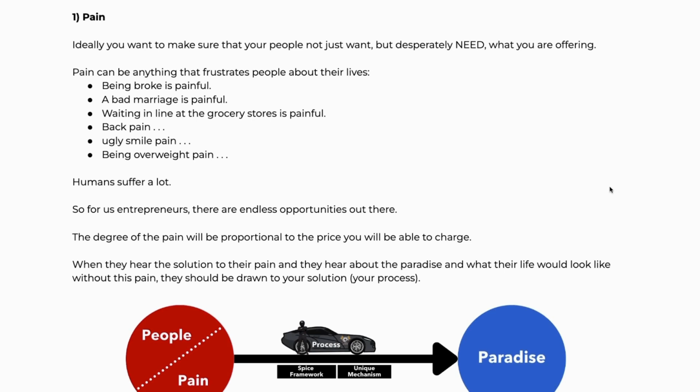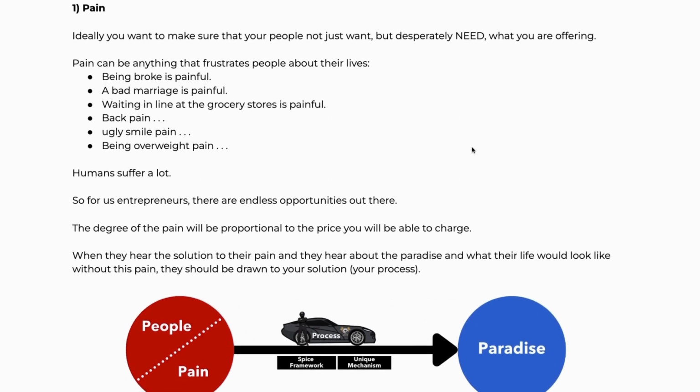Ideally, you want to make sure that the people that you are working with not just want what it is that you are going to be providing, the solution that you're going to be providing, but they need what it is that you are offering, right? And when we say need, we're talking about massive pain that they are in, right? And now massive pain could be in any one of the frustrations in life, right? It could be that, hey, being broke is painful. Having a bad marriage is painful, right? Waiting in line at the grocery store is painful, right? Having back pain is painful, right? Having an ugly smile is painful, right?